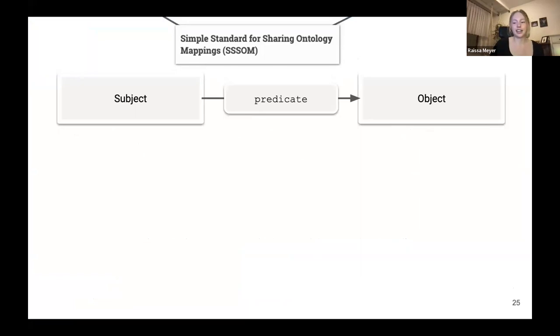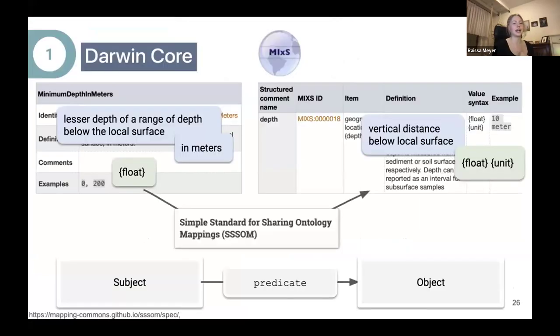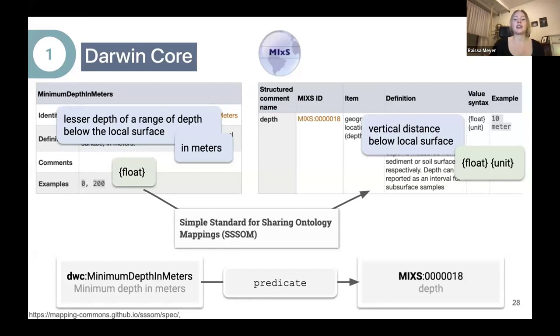Okay, so now let's look at an example. We still have the minimum depth in meters and the depth on the other side. The way we populate it is that for the subject, we now actually include the name of the term, so minimum depth in meters. And on the other side, the IRI to the term doesn't actually have words that humans understand, but a numerical identifier, which you can see here. And then below that, in lighter gray, we have the label.